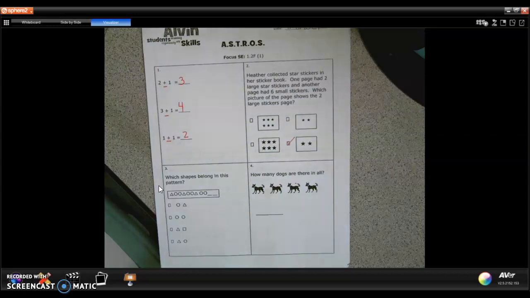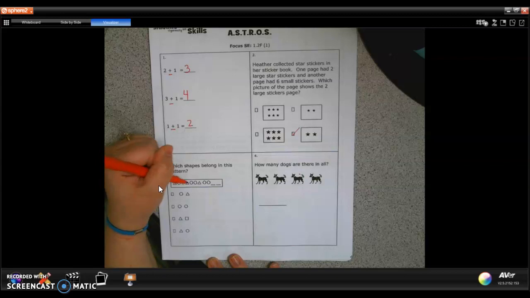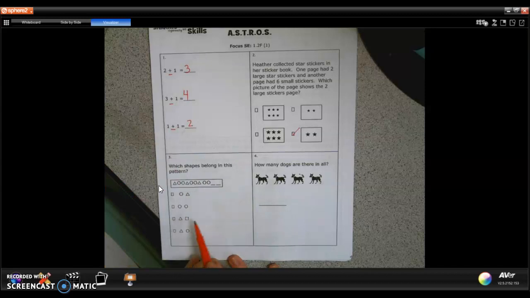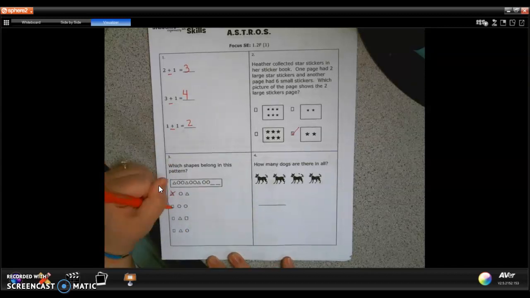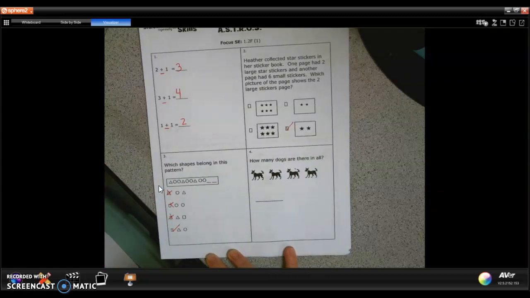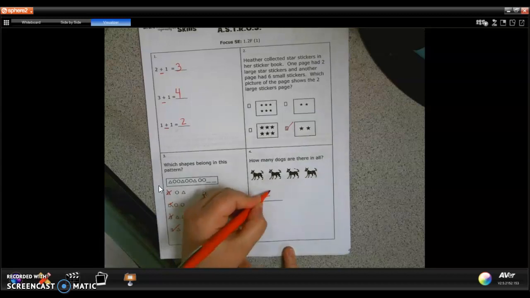Which shapes belong in the pattern? Triangle, circle, circle, triangle, circle, circle, triangle, circle, circle. I know that my pattern is triangle next and then another circle. This is circle, triangle, circle, circle, triangle, square, and there's triangle, circle. How many dogs are there in all? 1, 2, 3, 4. I see 4 dogs.